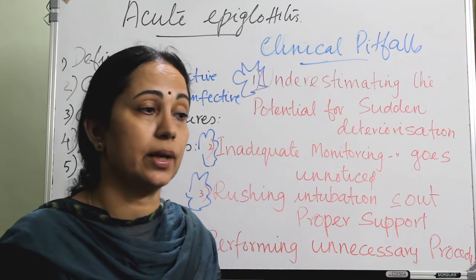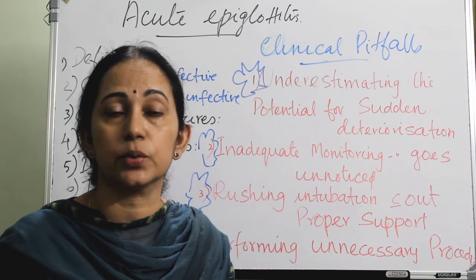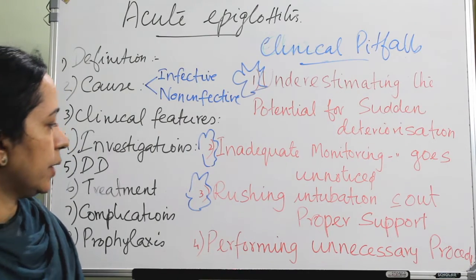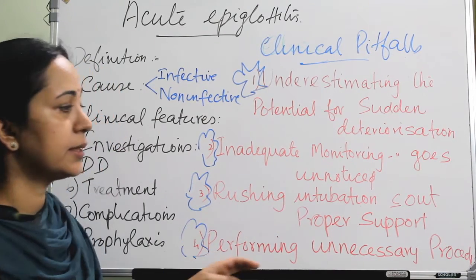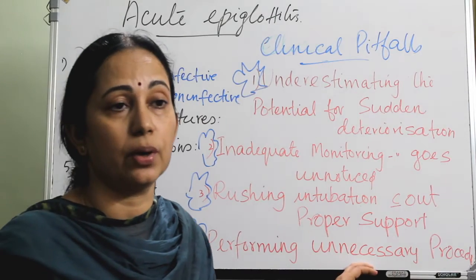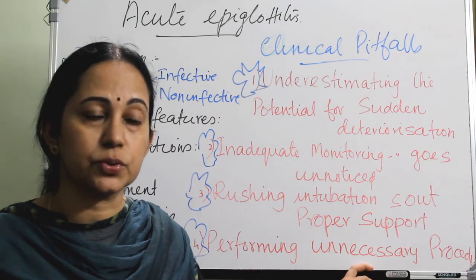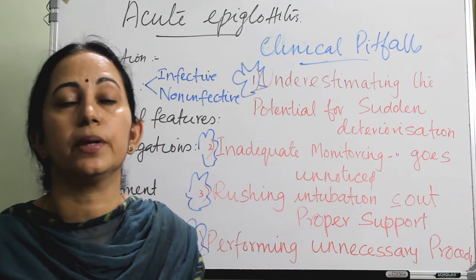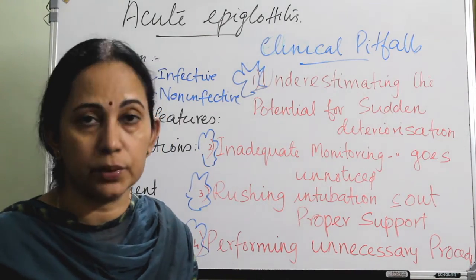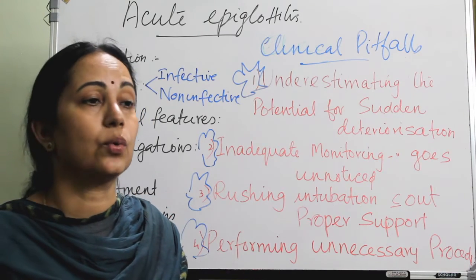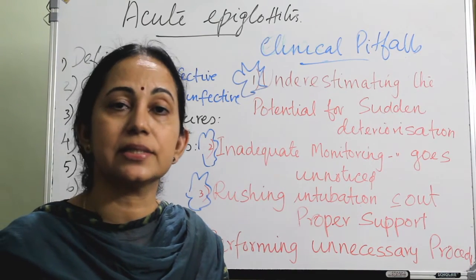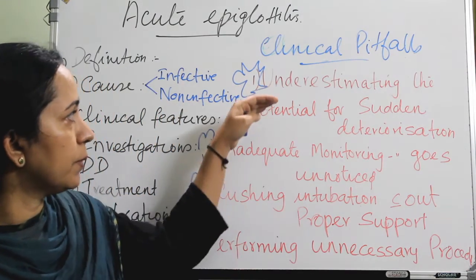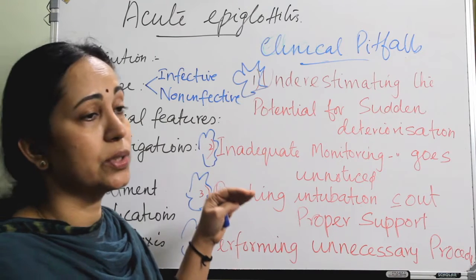And the fourth is performing unnecessary procedures. Never perform unnecessary procedures like attempting an indirect laryngoscopy or a flexible nasopharyngeal laryngoscopy. Never do that. There is no need. At that time, the patient will get agitated and progress to a serious condition. These are the clinical pitfalls while you treat a case of acute epiglottitis.